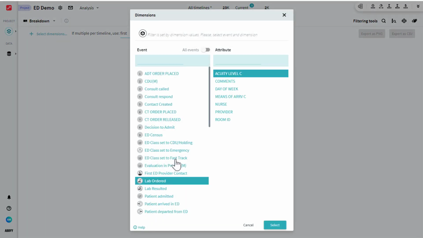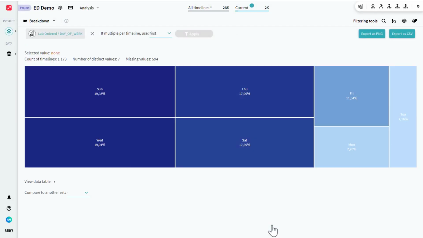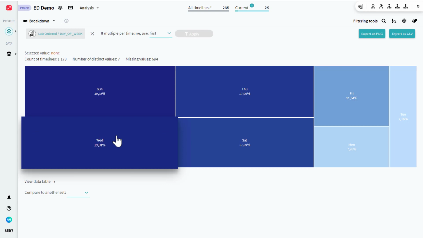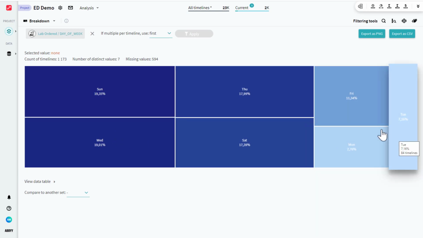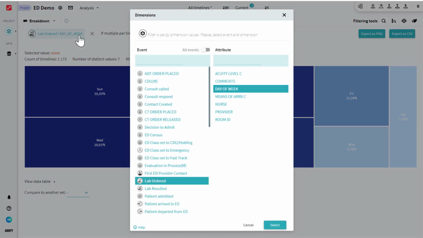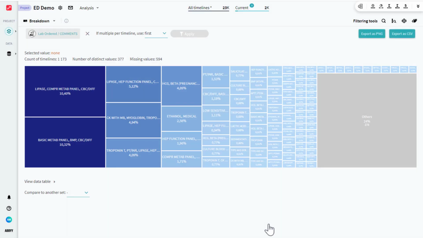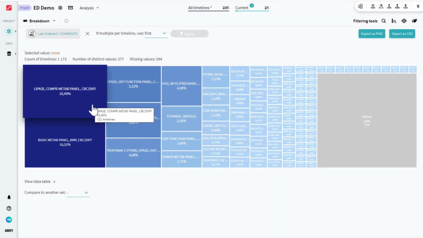So we can break it down by the means of arrival, or the day of the week. Let's see if there's anything that stands out. That's a relatively even distribution there, day of the week. But actually, when we look at the different lab tests that are done, and actually the lab data is contained in this comments field, we can see here that there's a lab test that looks like it's a large slice of the pie.